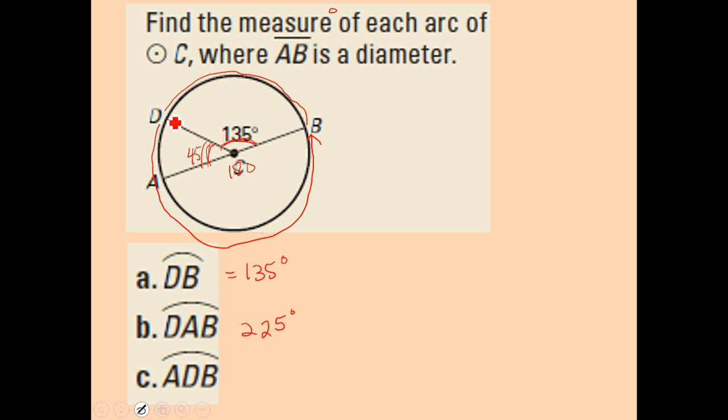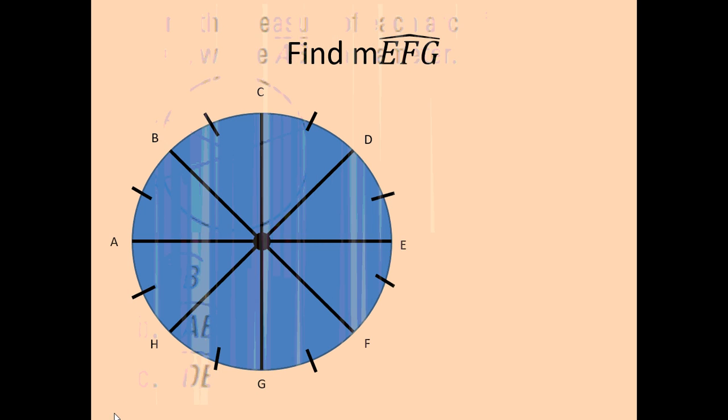And what if I go from A to D to B? Well, that'd be exactly half the circle, which would be 180 degrees. So remember the order here tells us what order we are traveling around that circle. If it has 3 letters, make sure you hit all 3 before you figure out the number of degrees.